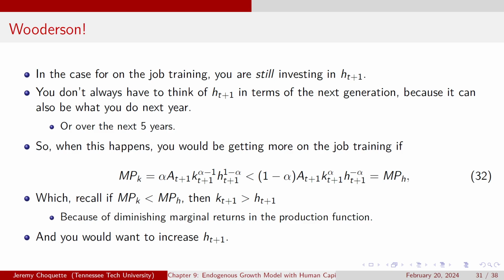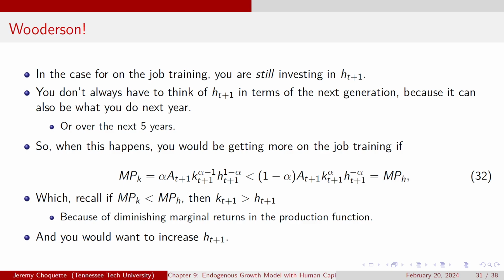Right? So in the case of on-the-job training, the second case, the first case we already talked about, with how we could maybe interpret Wooderson's statements here. But in the second case, you're still investing in H_{t+1}. And this is where maybe it doesn't make sense to think of it in terms of the next generation. It could be your generation. It could just be what you do next year or over the next 5 years. You could still invest in your own human capital.